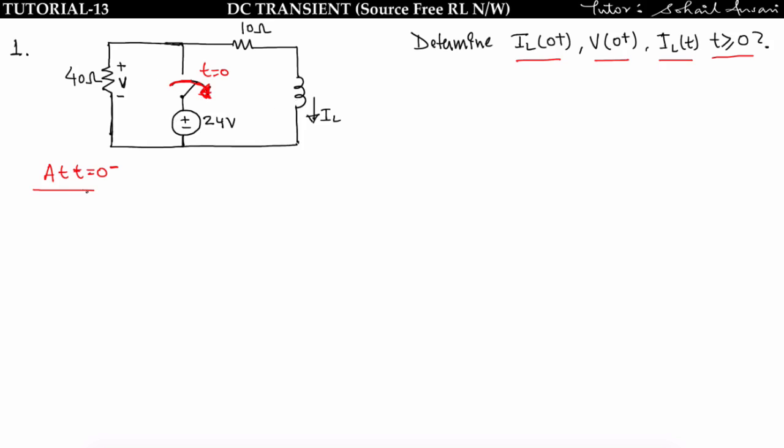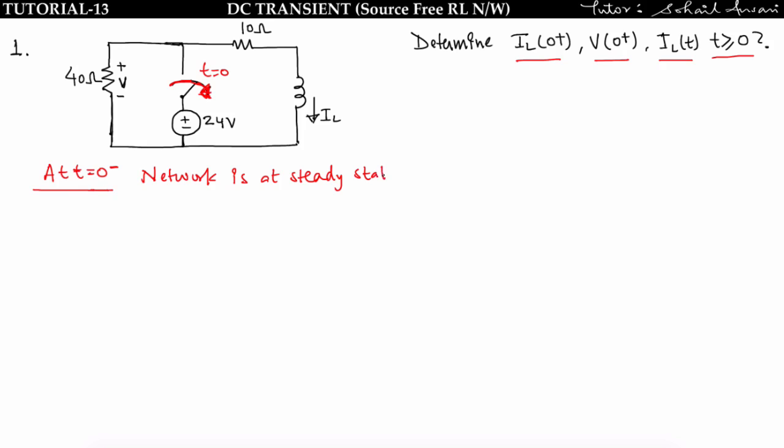So what I will do, I will make three circuits: at t is equal to 0 minus, at t is equal to 0 plus, and at t greater than 0. We know that at t is equal to 0 minus this source is already connected, that means this network is at a steady state. So at t is equal to 0 minus the network is at a steady state.